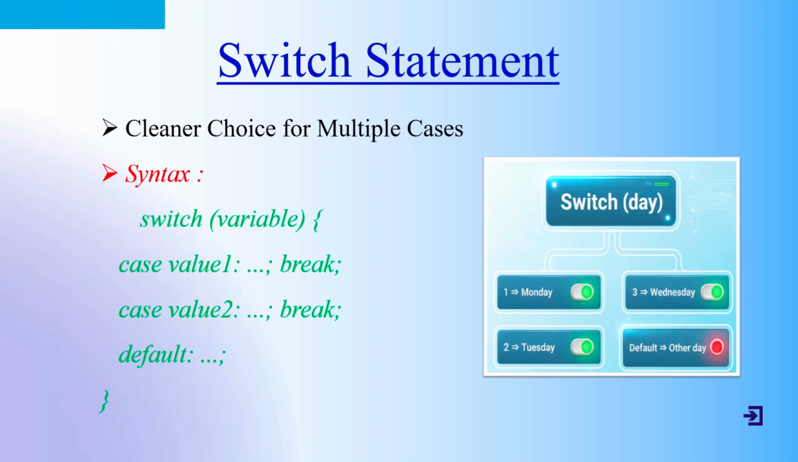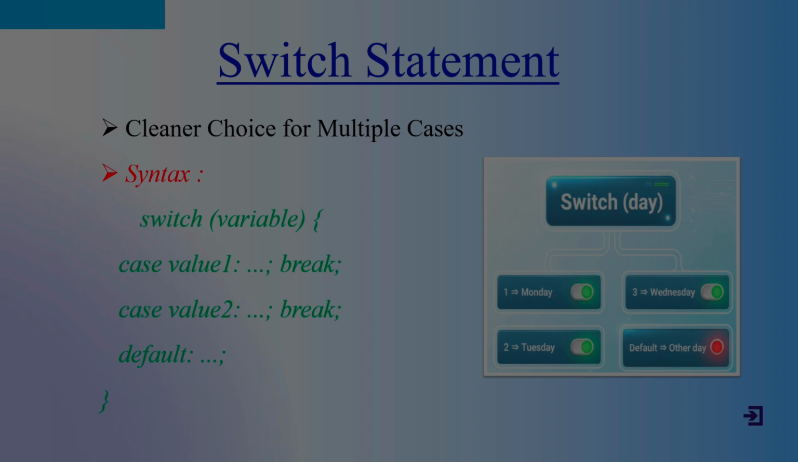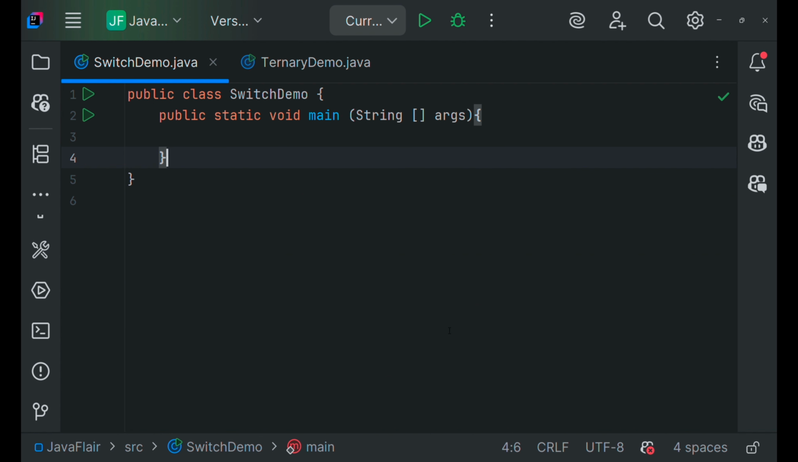It's often clearer than writing elif ladder statements. Let's practically understand this by taking an example. I have created a class called SwitchDemo. In this I'll be creating a variable of type integer, int day is equal to 3.